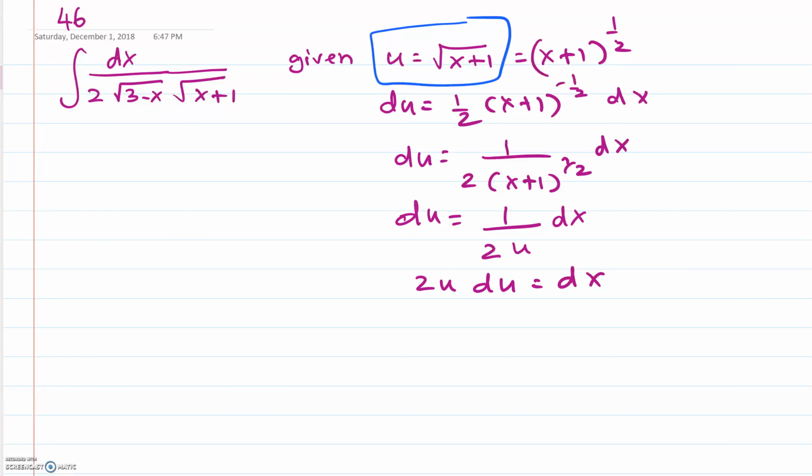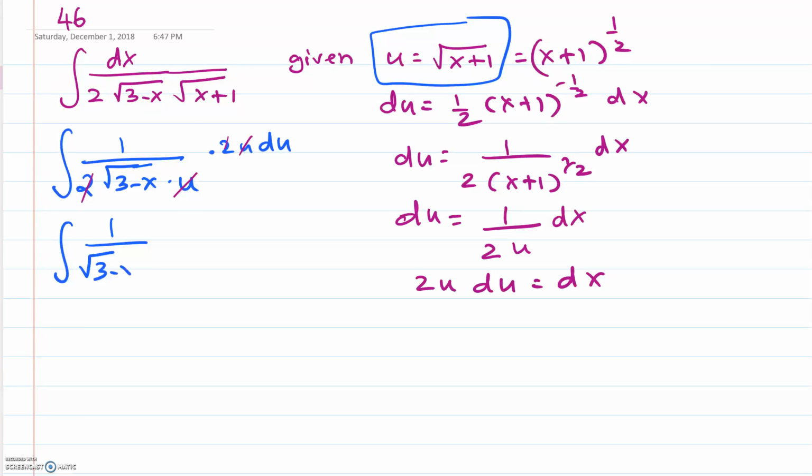Alright, so we're going to go back to the integral. The dx, I will put the dx here. dx is 2u du. So we have the 2 in the denominator. I will write 3 minus x. Next step I will replace this, and square root x plus 1 is the u. Alright, so now we could just cancel the 2u. So we have the integral of 1 over square root 3 minus x du. It has to be completely transformed to an integral in u.